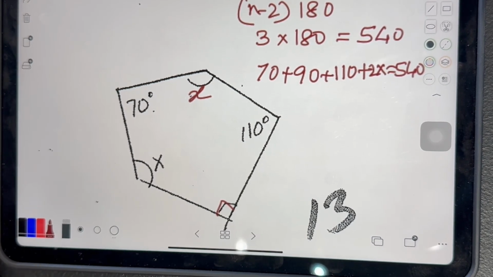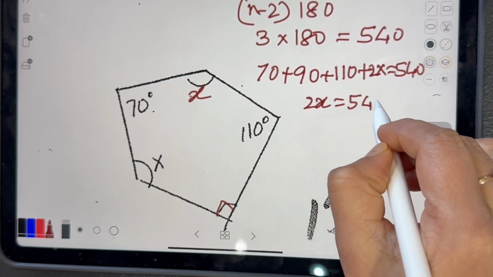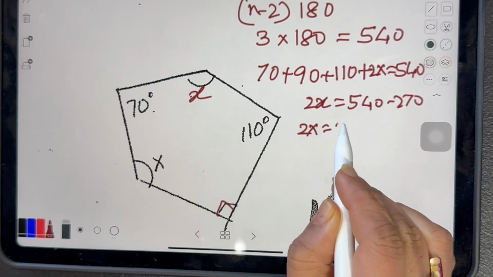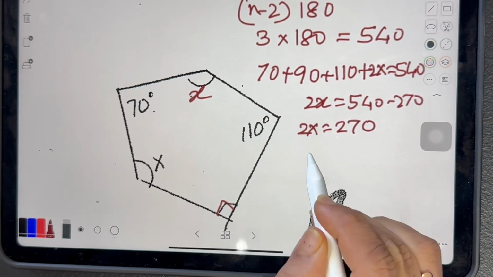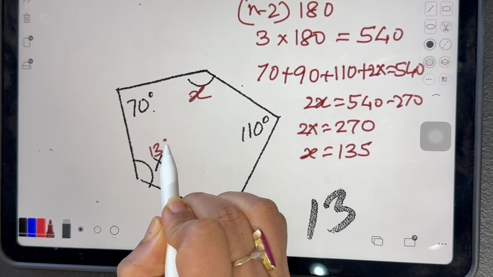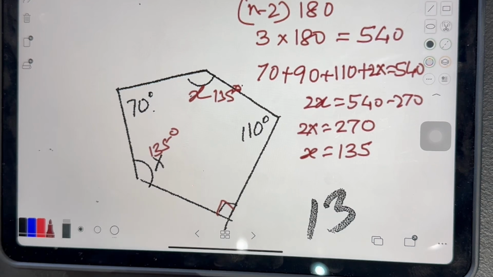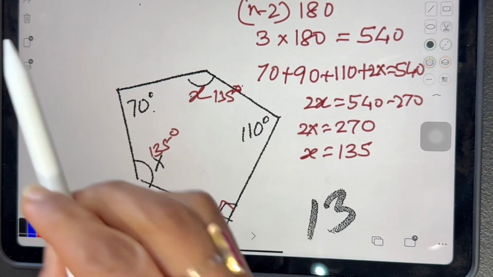110 plus 70 plus 90 is 270. So 2x is equal to 540 minus 270, which is 270, right? And 2x is equal to 270. Half of 270 is 135. So x is equal to 135. So each of these two angles is 135. This is not a regular polygon. You can find the equation of a regular polygon just like that.